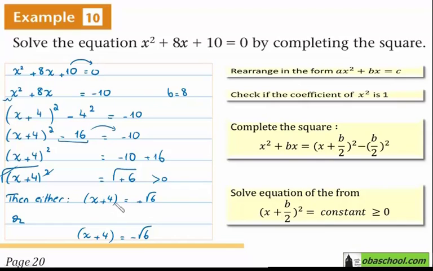To find the roots, we have to find x. The equation becomes x equals minus 4 plus square root of 6. Also, x is equal to minus 4 minus square root of 6. Since minus 4 is common in the two solutions, the roots are written in this way: x is equal to minus 4 plus or minus square root of 6. Therefore, here we solved the quadratic equation using the completing the square technique.